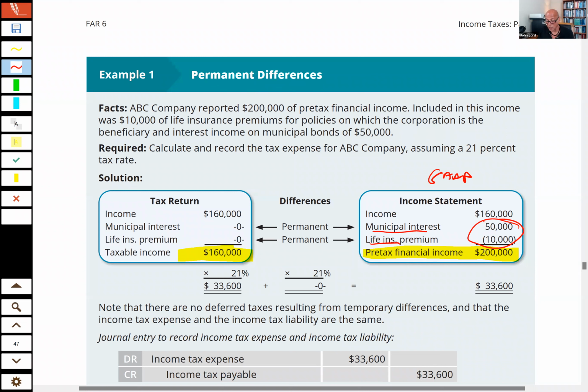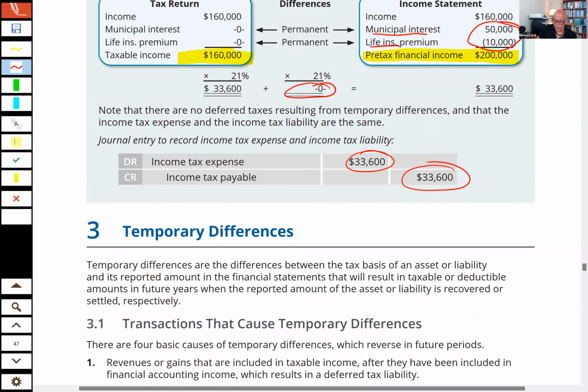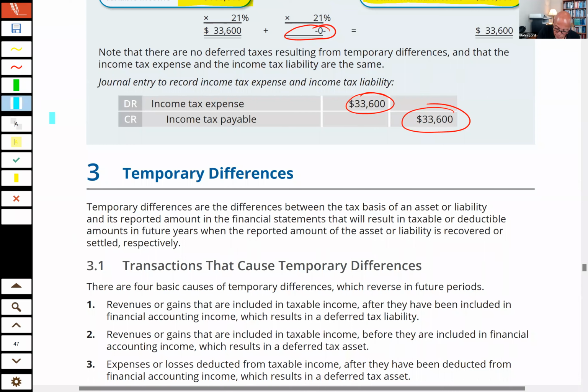So there is a difference, but it's not going to generate what they used to call a temporary difference. They still do call them temporary differences. It's not going to generate a temporary difference, therefore there is no deferred tax asset or liability. Whatever I'm going to send to the IRS is also what I will report as my income tax expense. So where the action lies is in the temporary differences. That's really where most of our fun is going to be here.